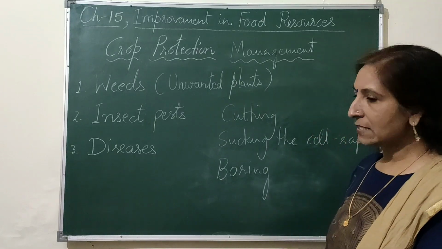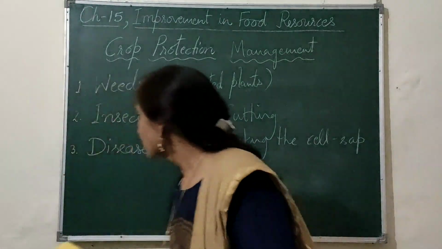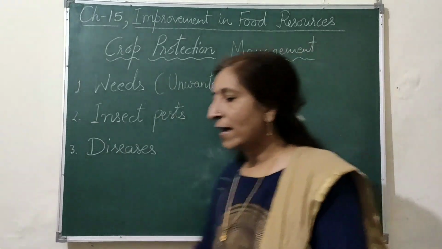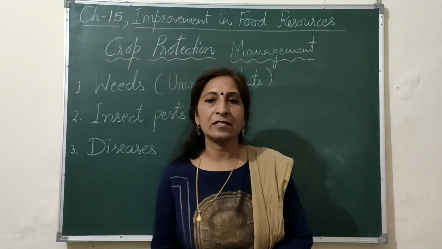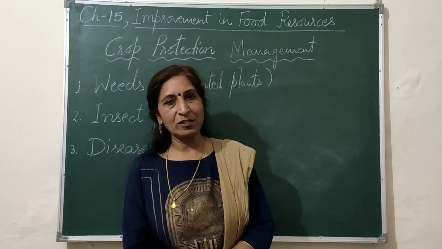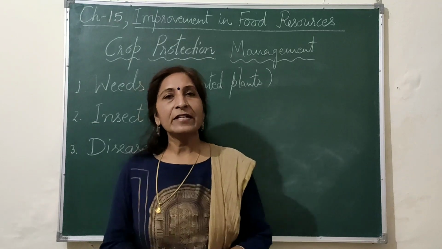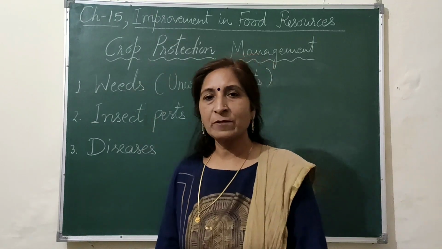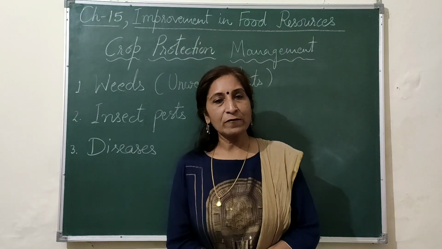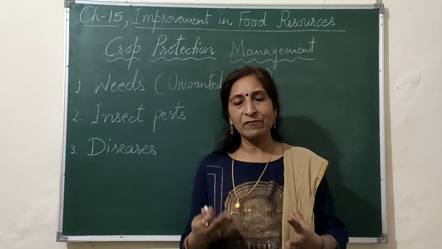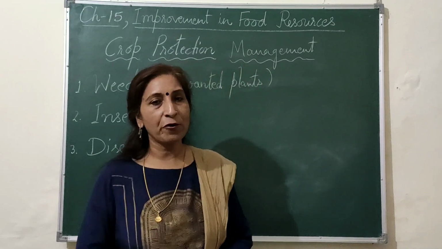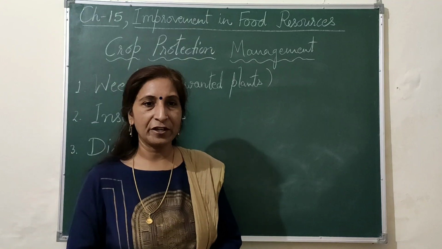Now the next one is diseases. Just like we suffer from diseases, plants also suffer from viral, bacterial and fungal diseases. For example, blight of potato and tomato is caused by fungus. Another example is yellow vein mosaic, that is caused by virus. Citrus canker is a disease of citrus fruits. Citrus fruits have citric acid, they are sour in taste, like sweet lime, lemon or oranges, and it is caused by bacteria.